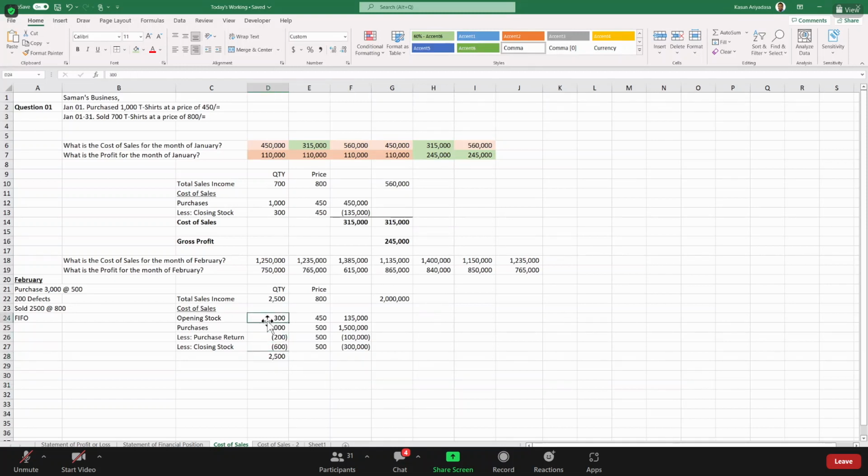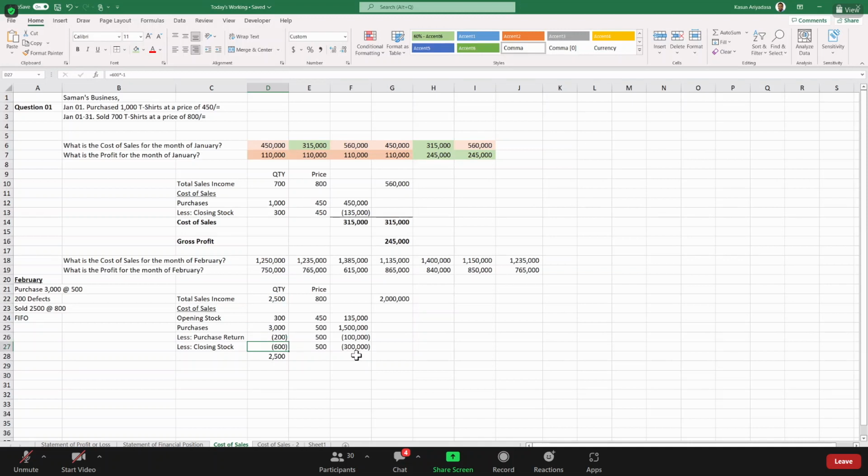3,000 units was the opening stock. Then we purchased 3,000. The total stocks became 3,300. And out of this 3,000, 2,000 is defect. So actual stock value is here 2,800. With the opening stock, total stock value becomes 3,100. So now the total stock is 3,100, out of which we have sold 2,500. So we have to remove the closing stock of 600.